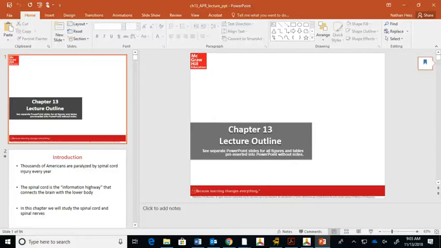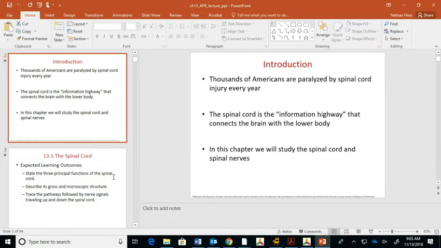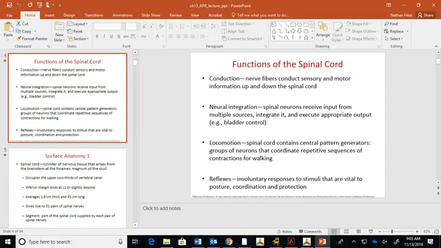All right, we're diving into chapter 13. And this is dealing with the spinal cord, right? The information highway rolling through your back that connects your brain with your lower body.